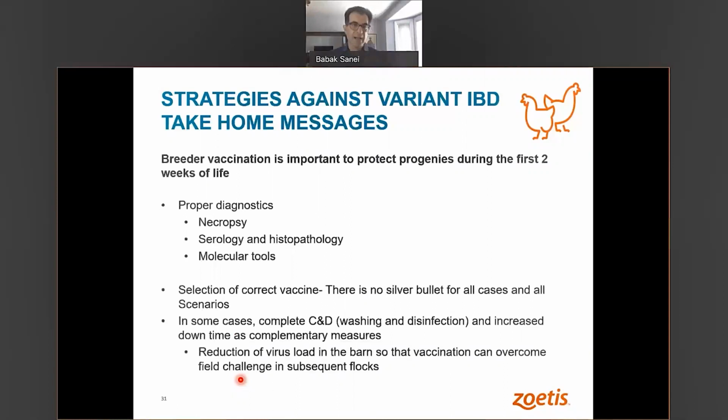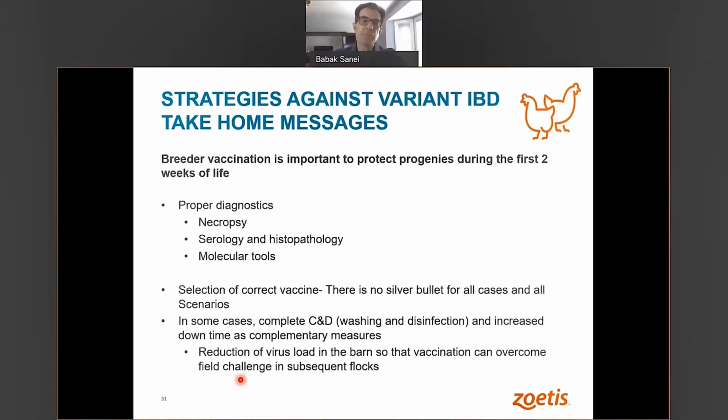So, wrapping up in the next slide, you need to have a proper diagnosis. And I was trying within this presentation to give you an idea of a systematic approach to diagnosis of IBD. But there are times that regardless of what vaccine you use, you are not able to cope because the level of challenge is too high.